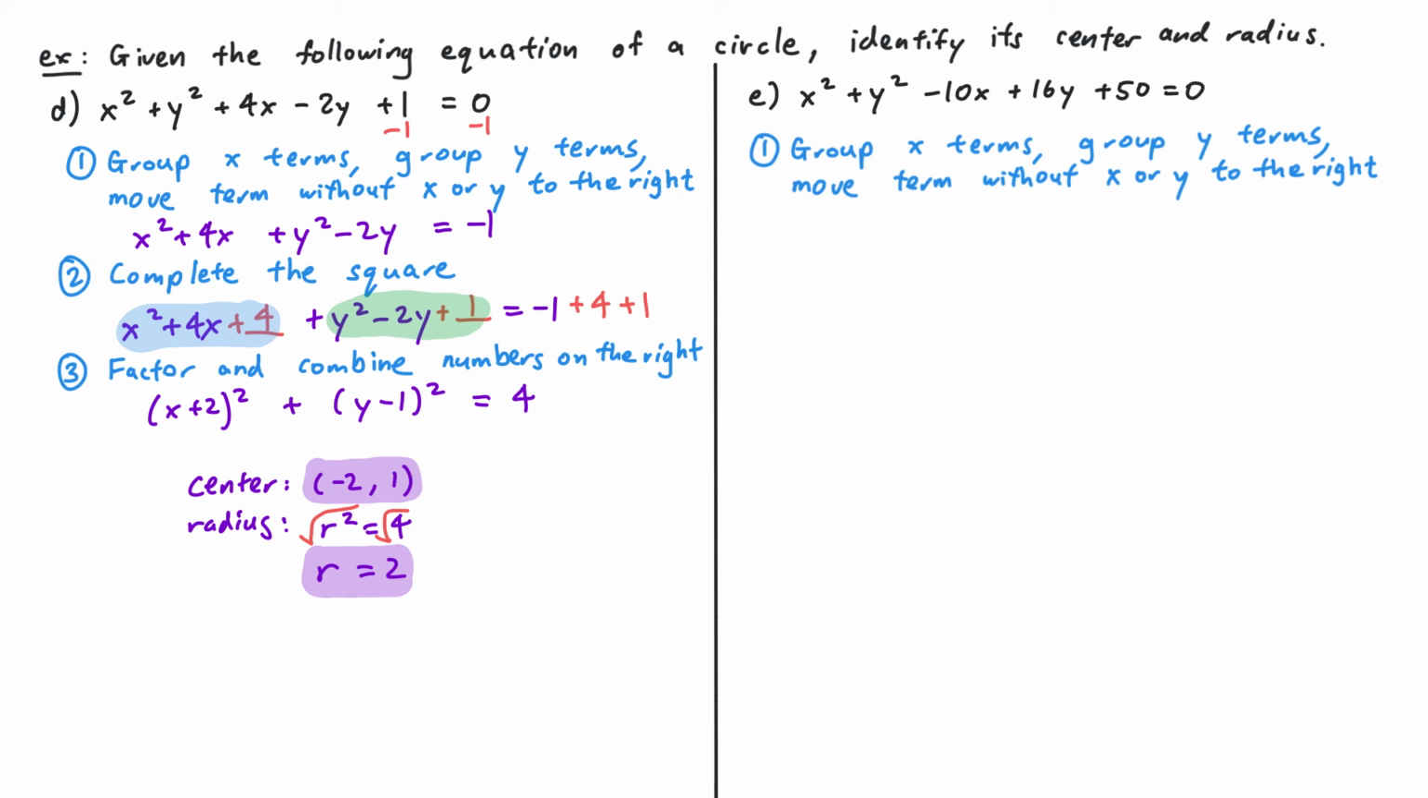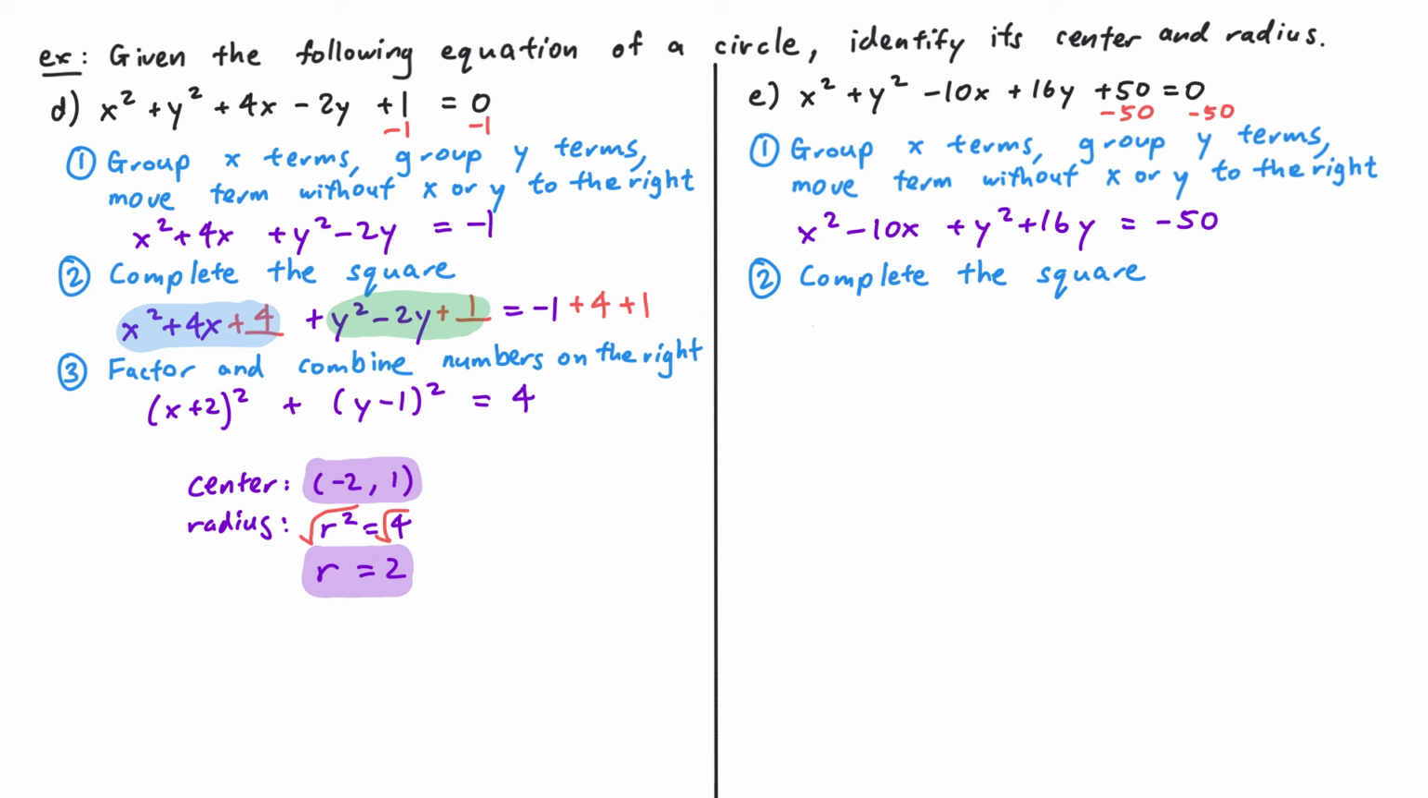So first, we'll group the x terms together, we'll group the y terms together, and then we'll move the 50 to the right-hand side of this equation. So to move this 50, we have to subtract 50 from both sides. So our equation is going to look like x squared minus 10x plus y squared plus 16y equals -50.